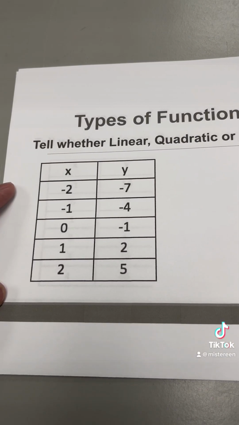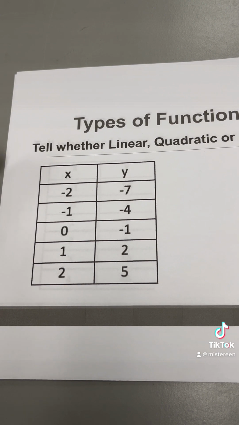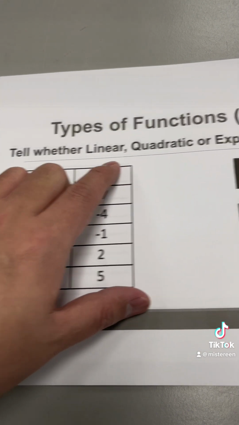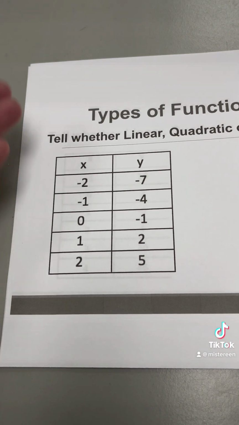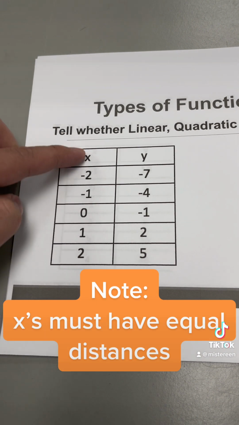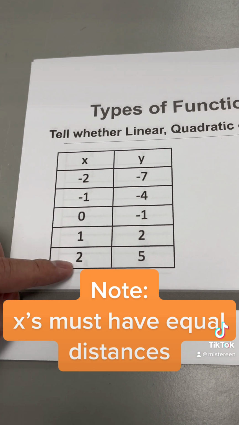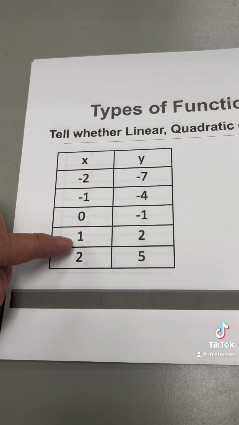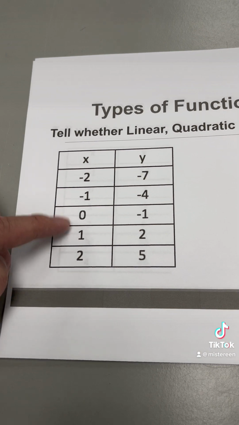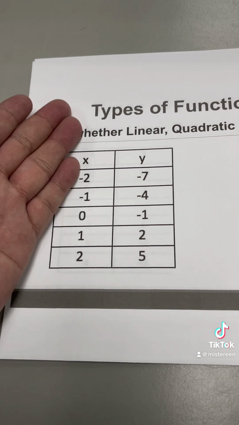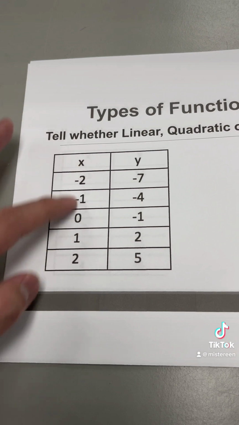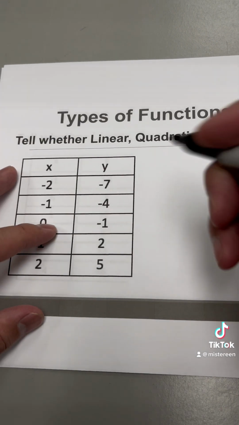All right. The last part will be about tables. How do we know if this table is linear, quadratic, or exponential? All right. So here's how you do it. First, we assume that your x values have equal distances. Like here, as you can see, the distance of each number is equal to 1. So from 2 to 1 is 1, from 1 to 0 is 1, 0 to negative 1 is 1 unit, and so if the x's have equal distances, we just focus on the y.